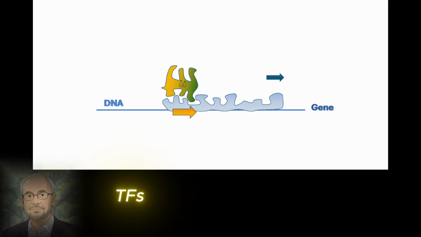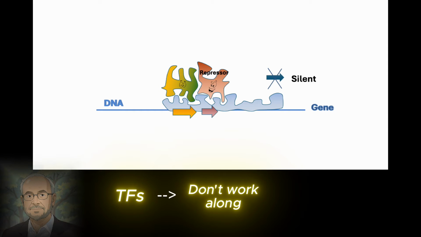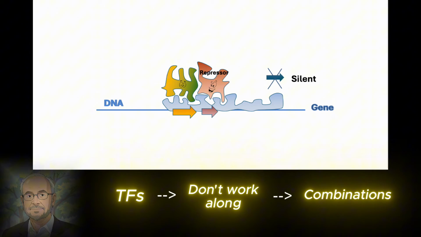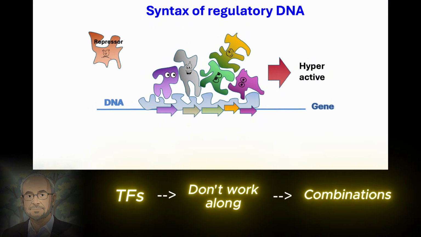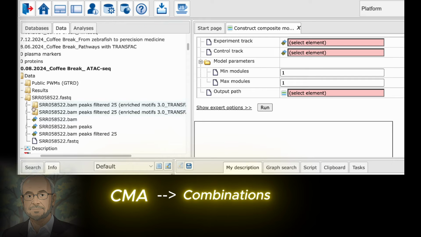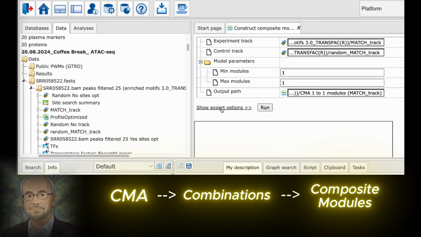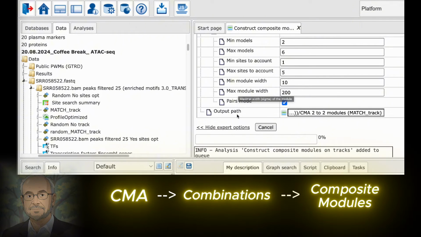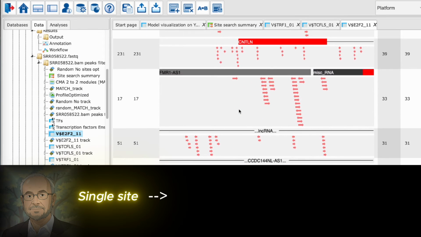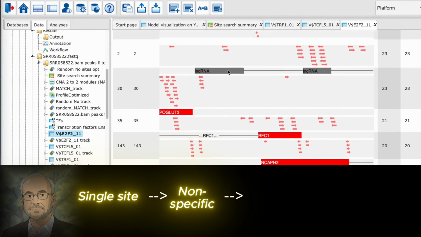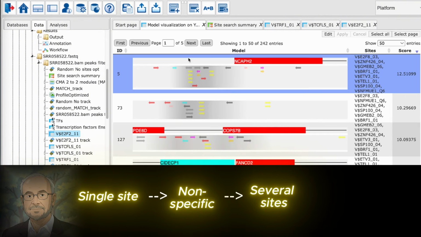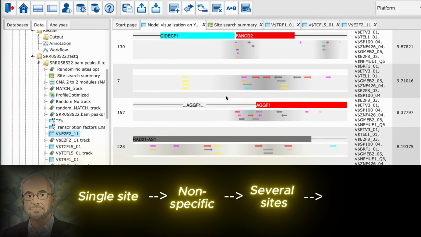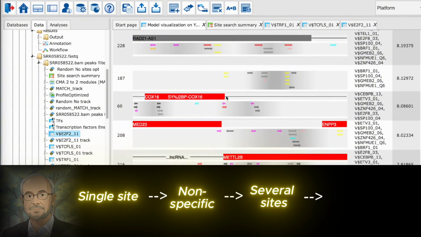Of course, in real biology, transcription factors rarely work alone. They act in combinations, often binding next to each other in very specific spatial arrangements. This is the syntax of regulatory DNA. CMA detects these combinations, composite modules, in your promoters or enhancers or in the ChIP-seq and ATAC-seq peaks. And this is crucial because a single transcription factor binding site might be common and non-specific, but when several specific binding sites co-occur in the right positions, that's a very strong signal of functional regulation.